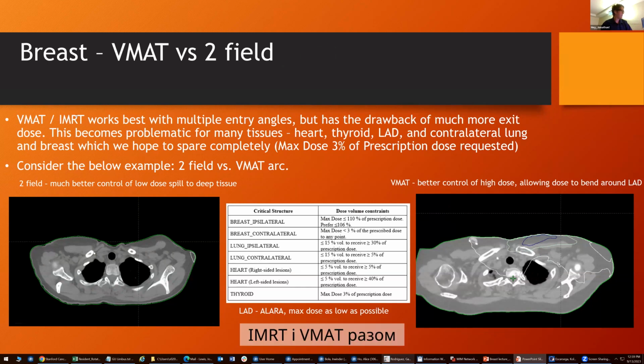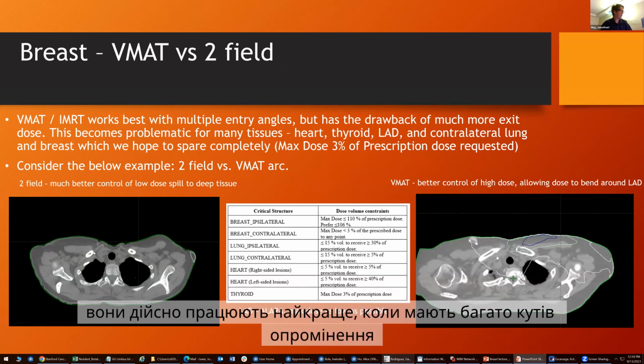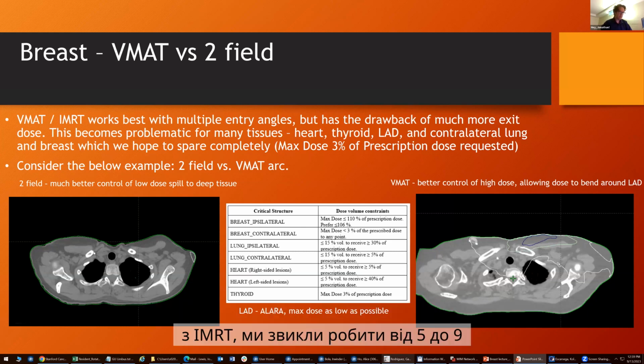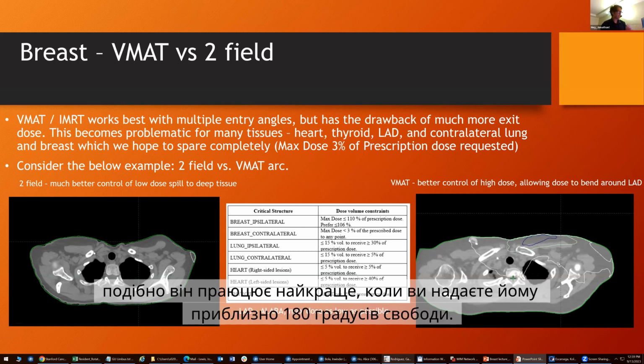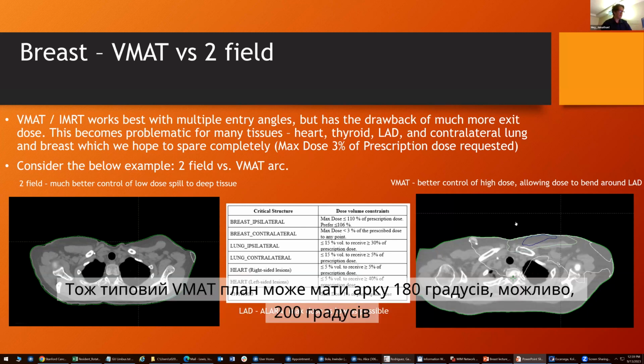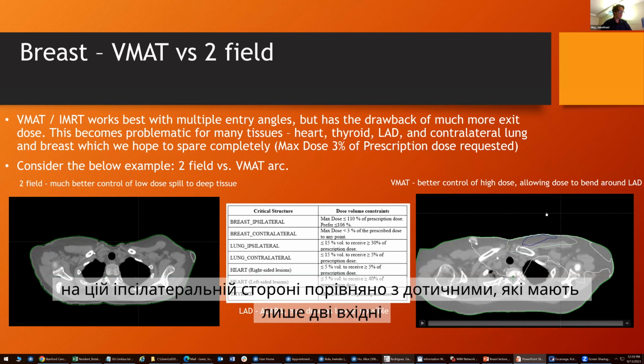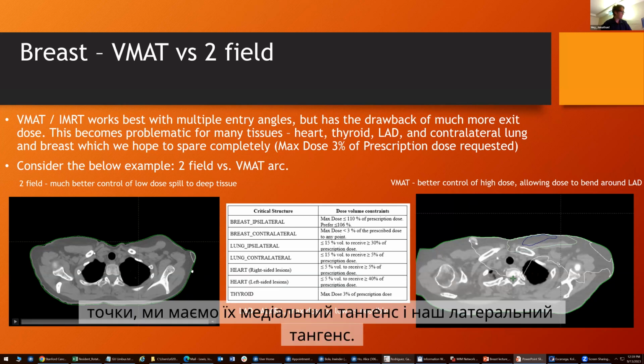IMRT solutions and VMAT together, they really work best when they have a lot of entry angles. For IMRT, we used to do 5 to 9 beams to create that nice conformal dose that we really like. And for VMAT, similarly, it works best when you give it about 180 degrees of freedom. So a typical VMAT plan might arc about 180 degrees, maybe 200 degrees on this ipsilateral side, as compared to the tangents, which only have 2 entry points. We have our medial tangent and our lateral tangent.